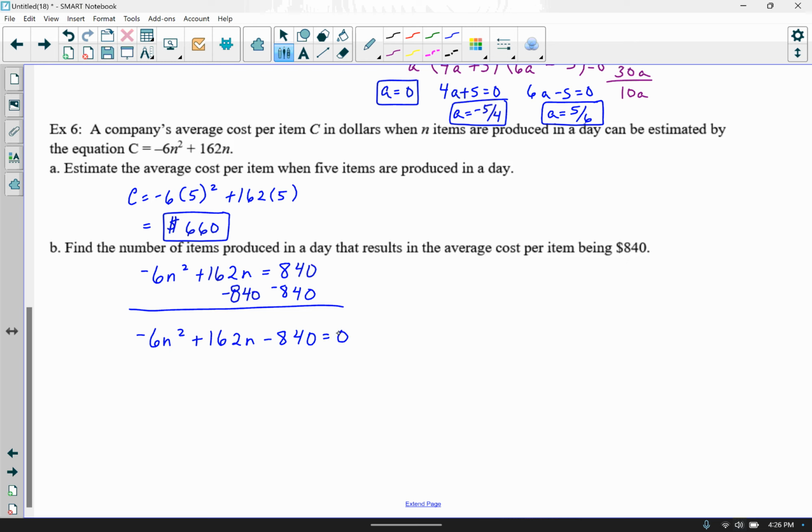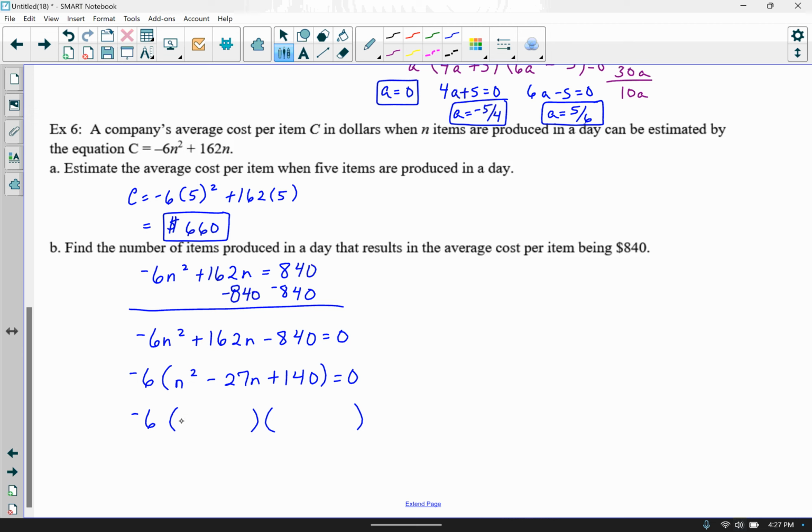All right, so now what do all 3 of those terms have in common? Hopefully, this might be a little bit of guess and check in your calculator, but negative 6 will go into all 3 of those. And because we want to keep that first term positive, let's pull out a negative 6. And that would be n squared minus 27n, since 162 divided by 6 is 27. 840 divided by 6, that's going to give you 140. All right, so now let's come on down. Let's try to do our guess and check now.